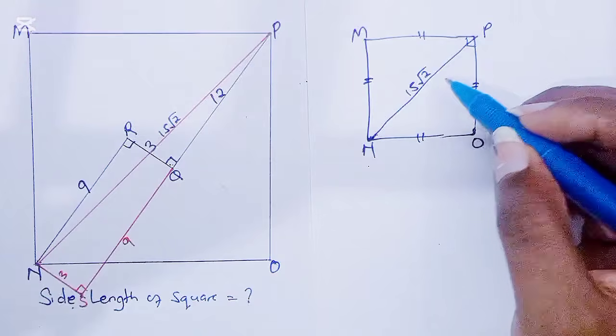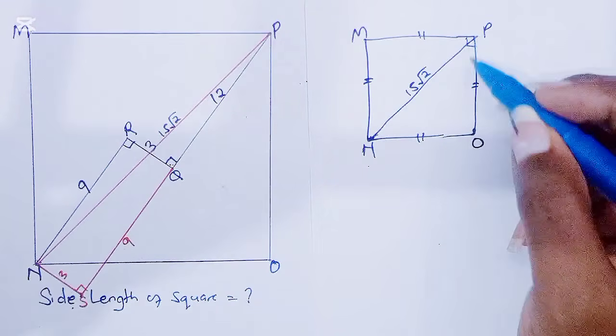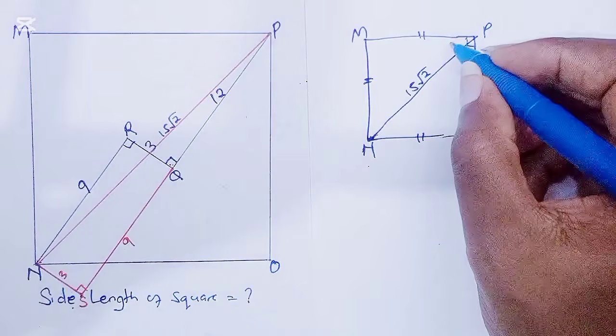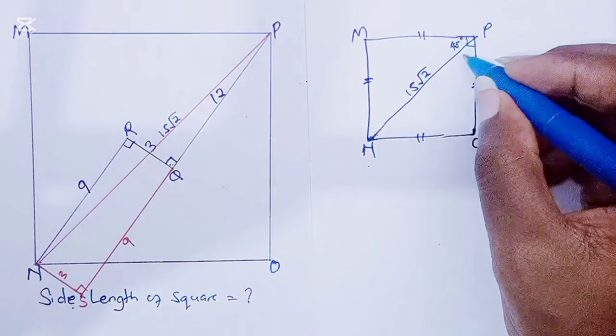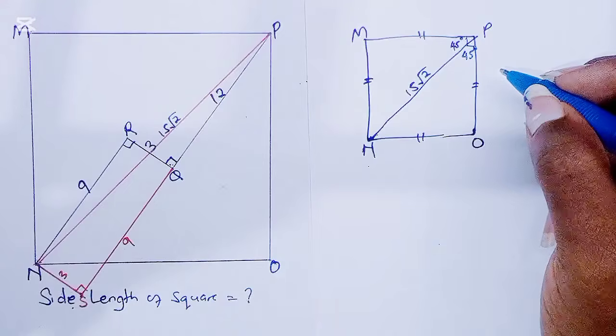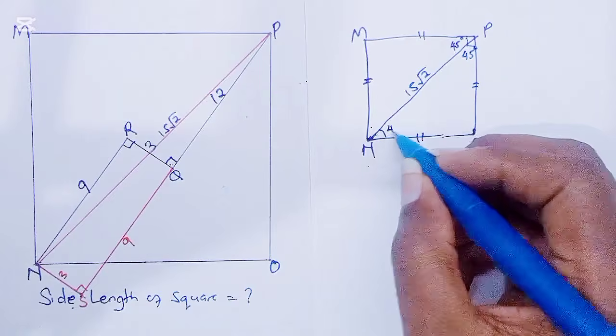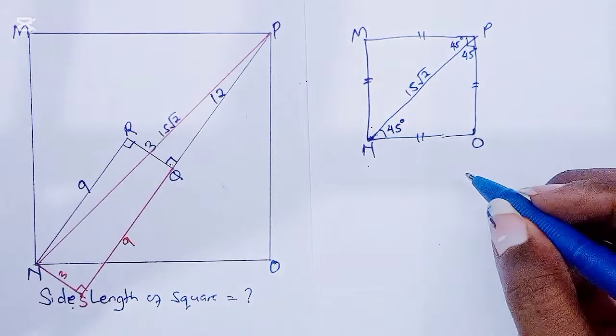If this whole angle is 90 degrees, that means this diagonal, we already said it's a diagonal, cuts the square into two equal parts. That means it has cut this angle into two equal angles. So if it's 90, this will become 45 degrees, and also this 45 degrees. Also at this point, this will be 45. This would also be 45 degrees.